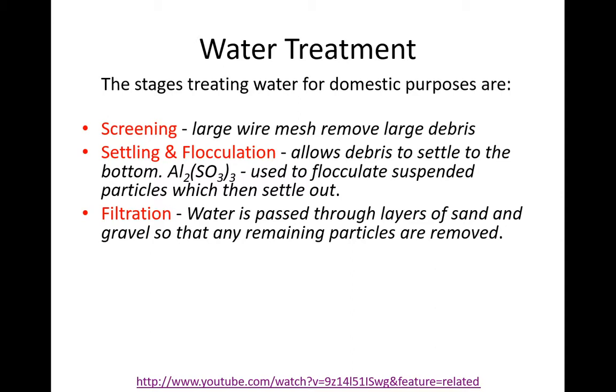They add in a little bit of fluorine for healthy bones and healthy teeth. It's part of the water treatment process, and then once all that's done, we get it to our house.